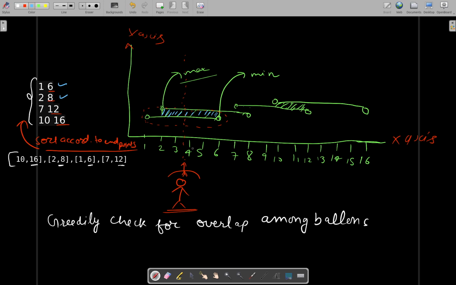Let's say you decide to shoot an arrow, and that arrow ends up bursting these two balloons. Which two balloons am I talking about? These two. Now this group is gone.